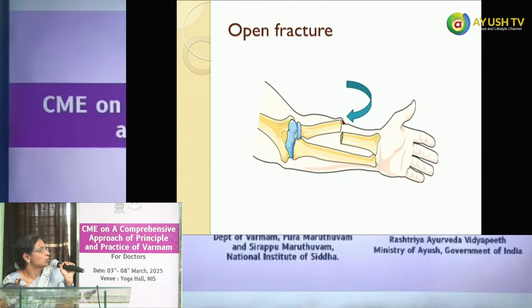So this is how open fracture will be. The bone வந்து broken and skinல வந்து it is communicating through that open wound in the skin, it's communicating outside. So இது வந்து ஒரு open fracture.